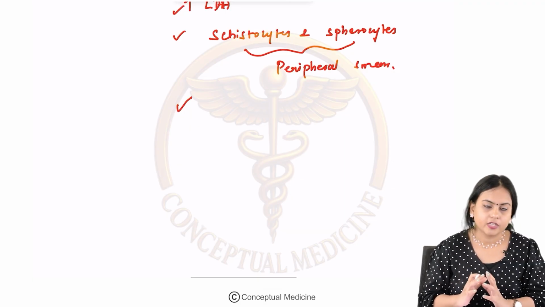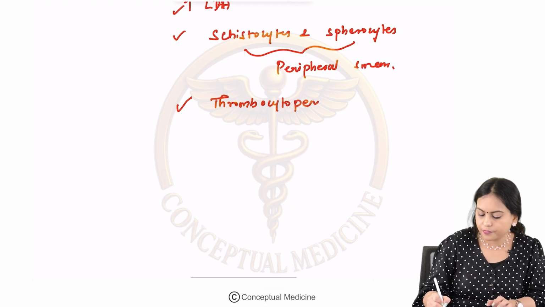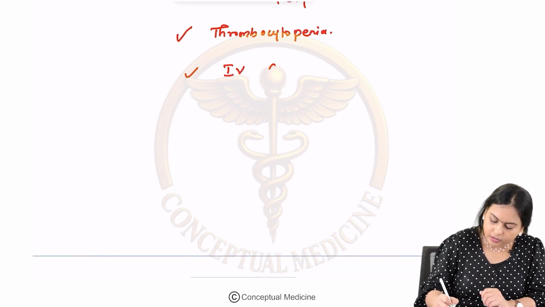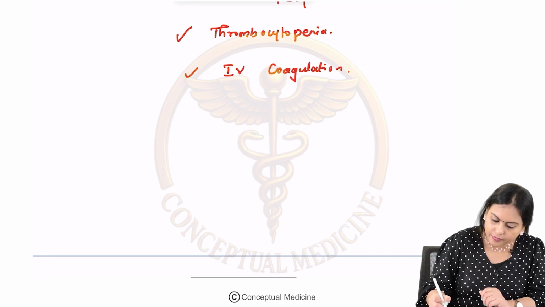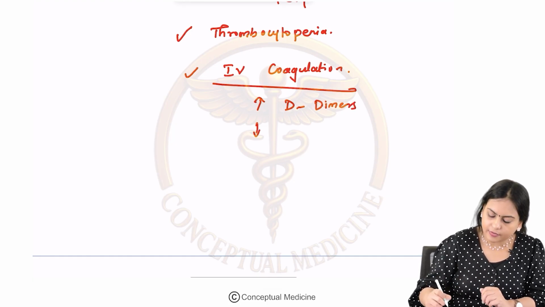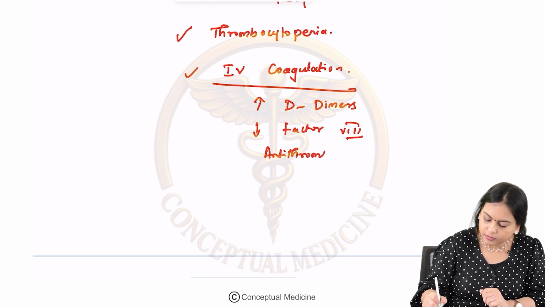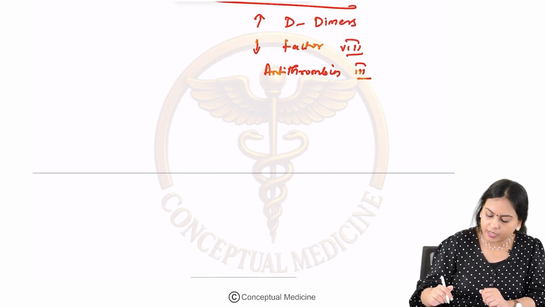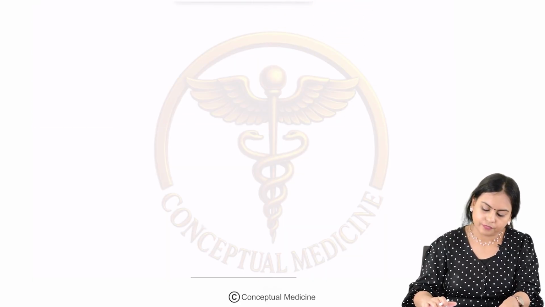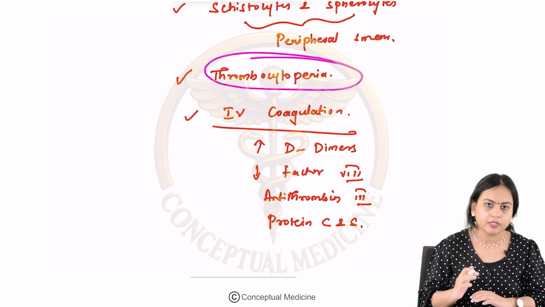Then platelet adhesion and activation is going to lead to thrombocytopenia. Also the intravascular coagulation system is going to get activated, that will lead to increased levels of D-dimers, and there are reduced levels of factor 8, antithrombin 3, protein C and protein S. Clear? And I want to tell you that thrombocytopenia is the first hematological change that will occur.